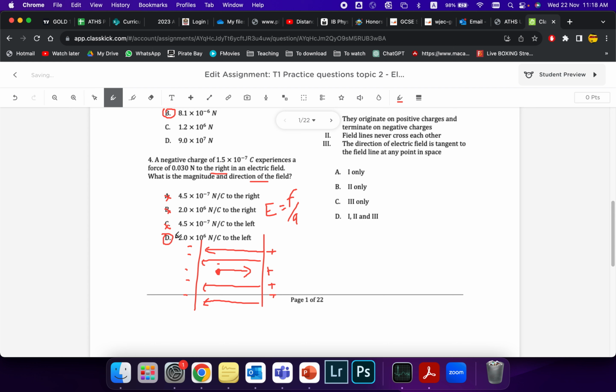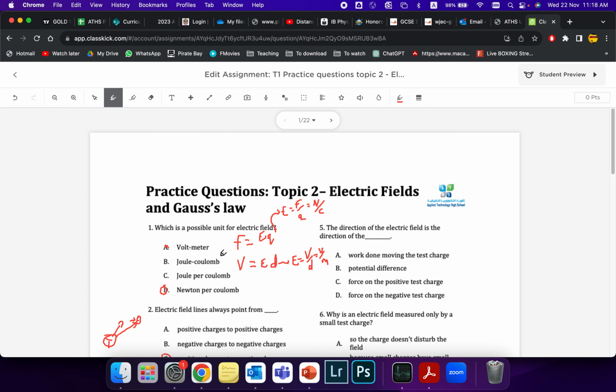It must be D. You get the number by dividing the force by the charge, and then you get the direction by deciding which way it is going, and it must be attracted to the plus. If I put a positive charge here, it will follow the direction of the field because it's attracted to the negative. So that's a way for you to figure it out.